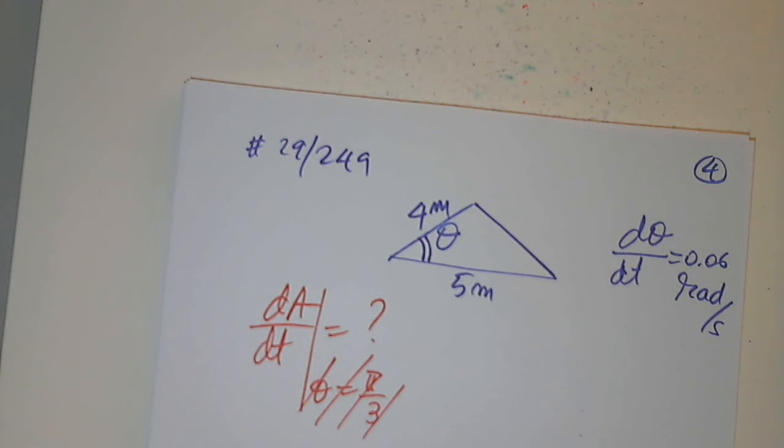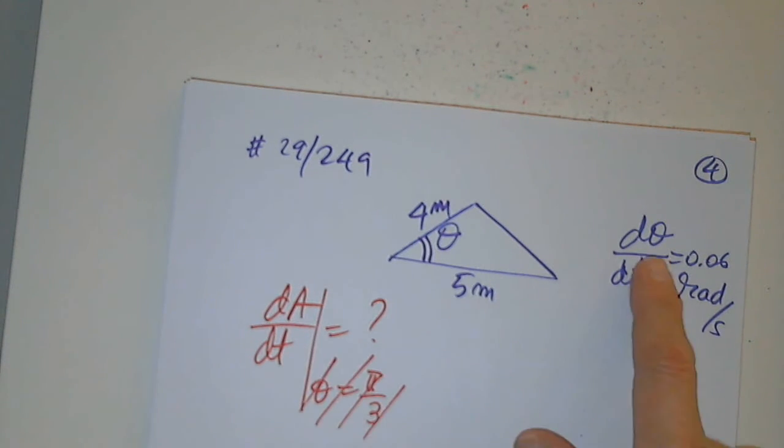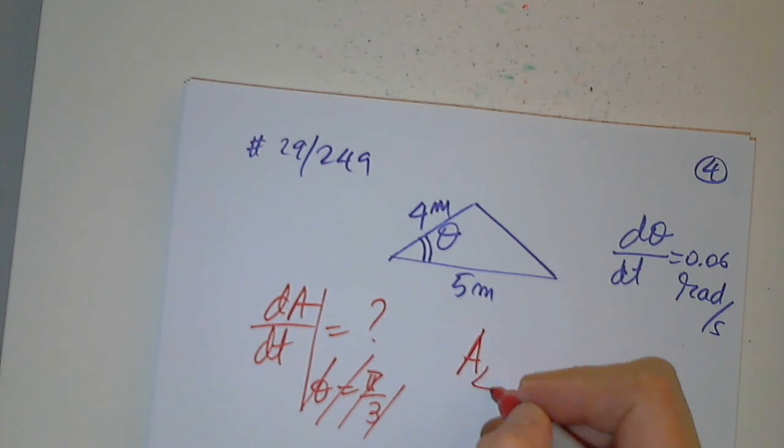So which functions do we need to connect with an equation, a relationship? Which functions of time do we need to connect through some sort of relationship, preferably an equation? What would be the area of the triangle? The area of the triangle and theta, the angle. Excellent. So somehow we have to come up with an equation that connects the area to the angle.